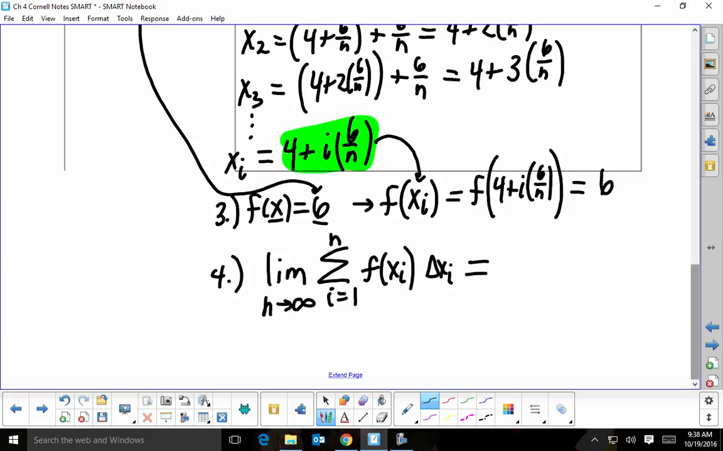How did you get 6? Because no matter what I plug in, let's say, what's f of 1? 6. What's f of 2? 6. So f of some weird thing is still 6.